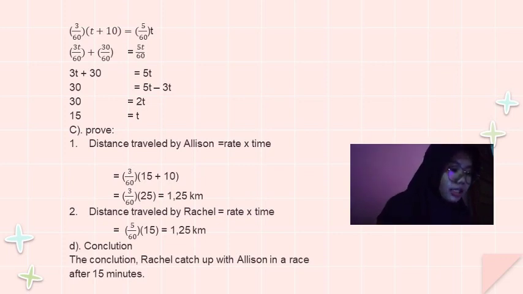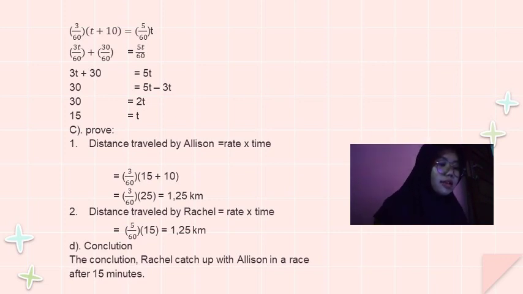Proof: the first, distance traveled by Alison equals rate times time, equals 3 over 60 times (15 plus 10), 3 over 60 times 25 equals 1.25 kilometer.